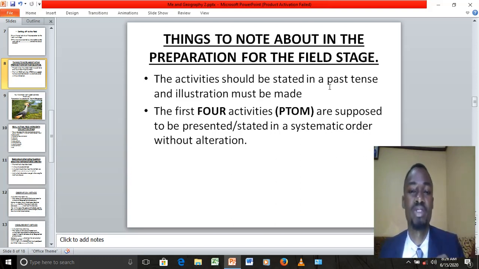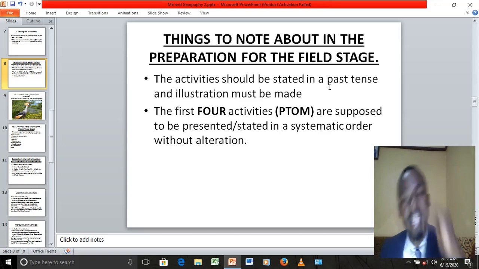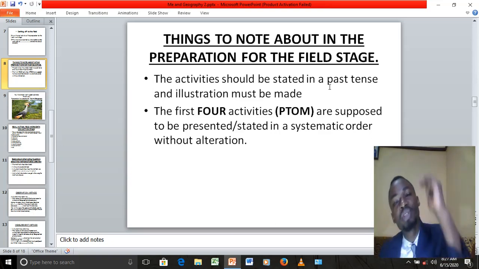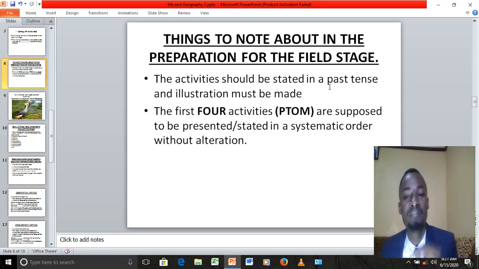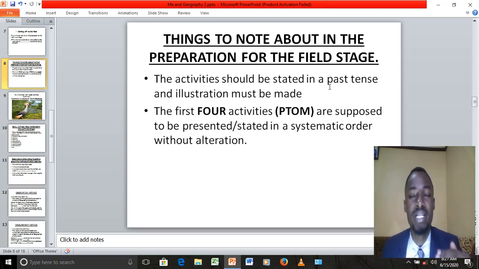That is an illustration. Then the first four activities, that is the PTOM that we started with, are supposed to be presented or stated in a systematic order. In that order, it is supposed to be pilot study first, because that's what is done before going to the field. You formulate a topic. After formulating the topic, you determine the objectives, and then the methods of data collection. The rest of the activities can be written interchangeably, but all in all, there should be a systematic approach.